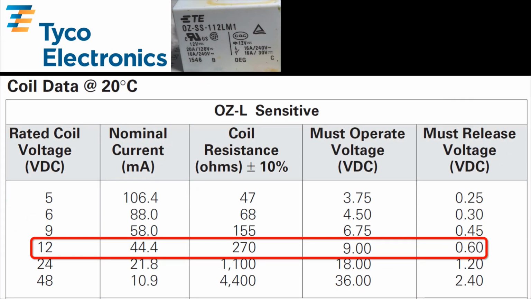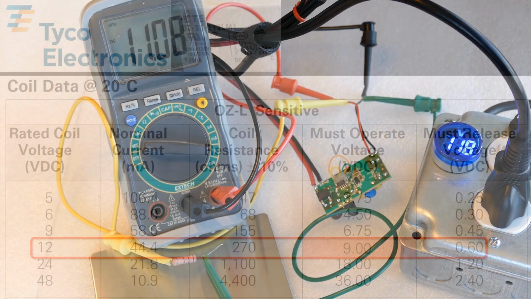According to the datasheet, the 12 volt relays must operate at a minimum voltage of 9 volts. The relay coil pulls 44.4 milliamps, with a resistance of 270 ohms at 12 volts. The green LED was less than 20 milliamps, therefore I should test the power board with a higher load.